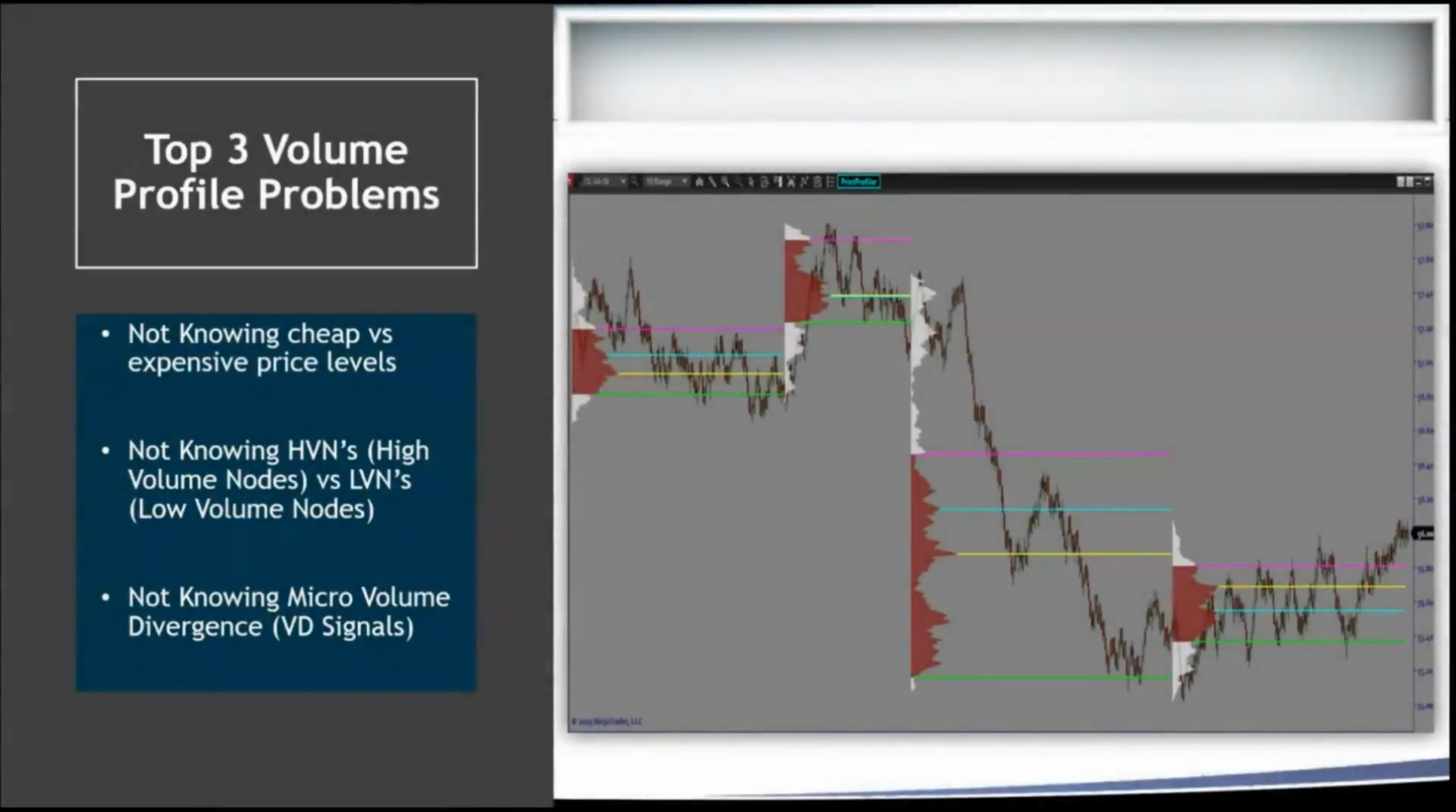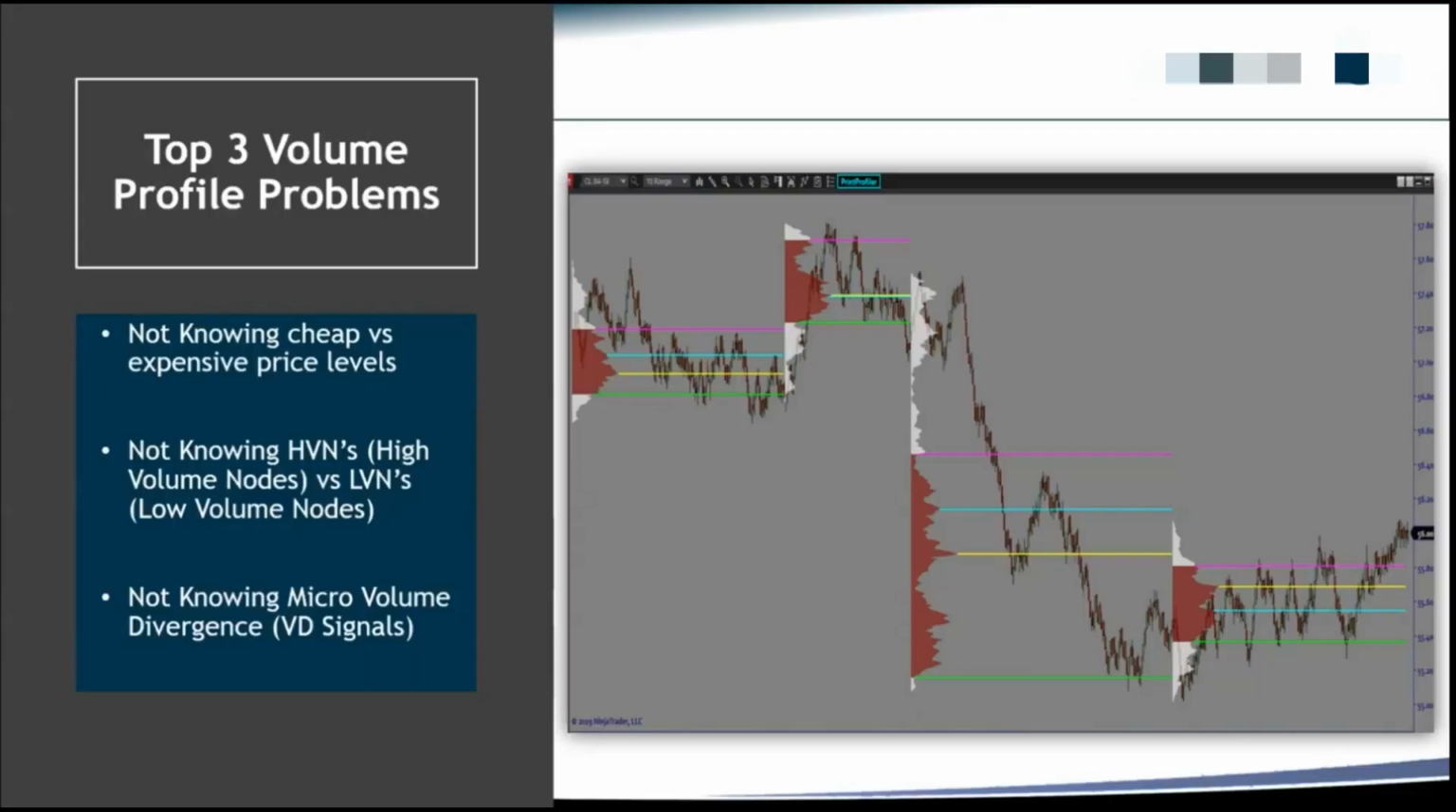Volume profile problems. Here's the big ticket, guys. Everything in the market has to do with expensive and cheap price levels. Today's entire focus, if I can teach you one thing that is going to change the way you look at the financial markets for the rest of your career, it's going to be how to understand cheap versus expensive price levels. Why they're cheap, why they're expensive, how the entire world understands them, what they're looking at, why it's like that.